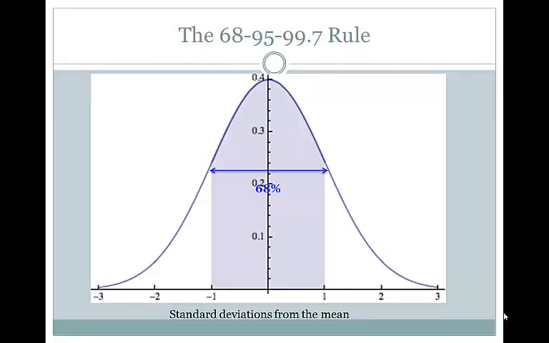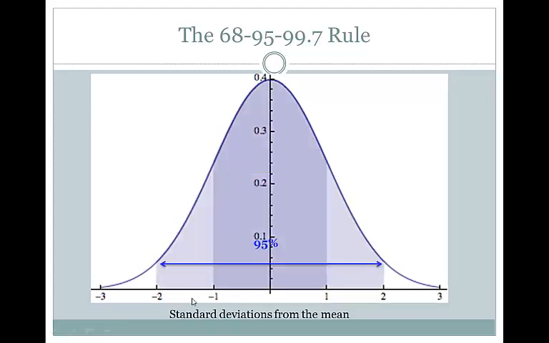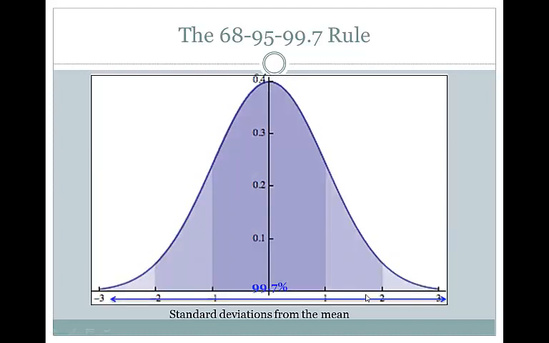The 68, 95, 99.7 rule. For a normal distribution, we know that 68% of the scores lie within one standard deviation of the mean, 95% lie within two standard deviations of the mean, and 99.7% lie within three standard deviations from the mean.